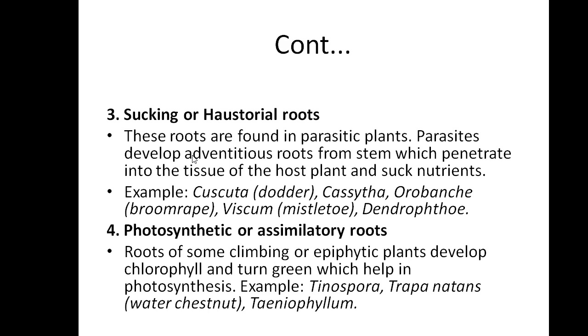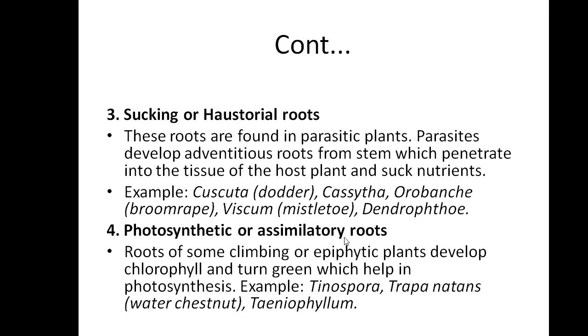What is adventitious root? I have explained in the previous slides, so go and repeat that slide once again and you will understand. Adventitious root is nothing but a root developed from the base of the internode, the node of the stem of the plant. That kind of adventitious root penetrates another plant and sucks the nutrients from that plant. That kind of plant is called a parasitic plant, or sucking or haustorial root plant. Examples: Cuscuta or dodder, Cassytha, Orobanche or broomrape, and Viscum, Loranthus, Dendrophthoe. These are all parasitic plants or haustorial root or sucking root examples.